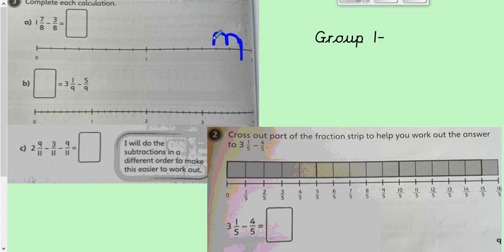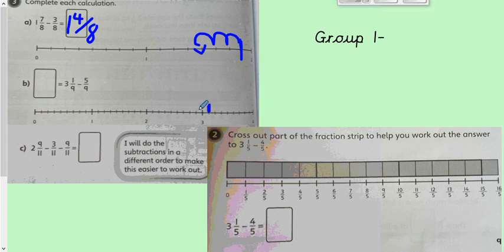1, 2, 3. So that would be 1 whole and 1, 2, 3, 4. 1 whole and 4 eighths. This one, don't be fooled by this being at the front. It just doesn't matter because you still have to work out this. So it's 3 1/9. So 3 1/9 would be here. And then you have to count back 5 because you're taking away 5/9.